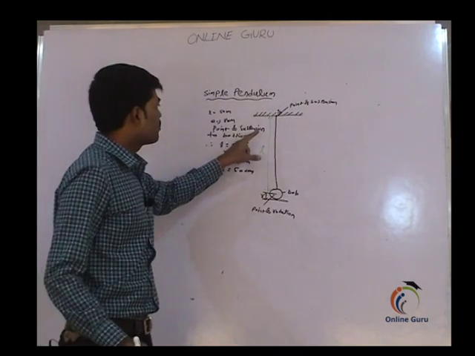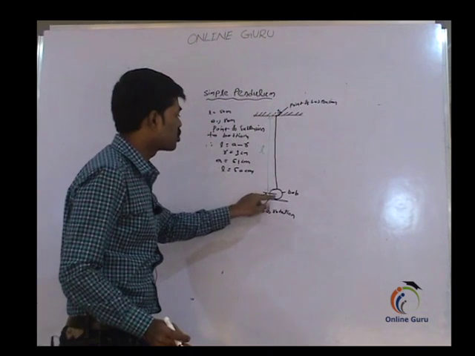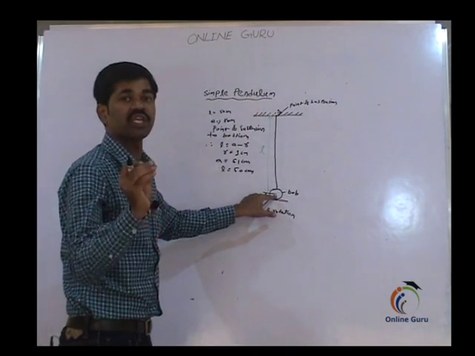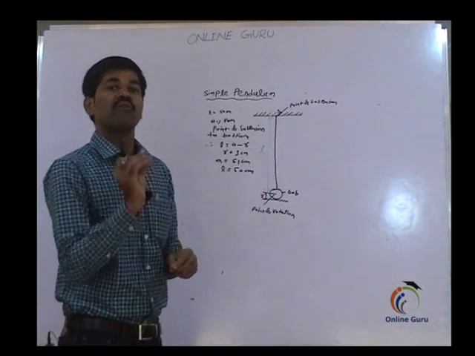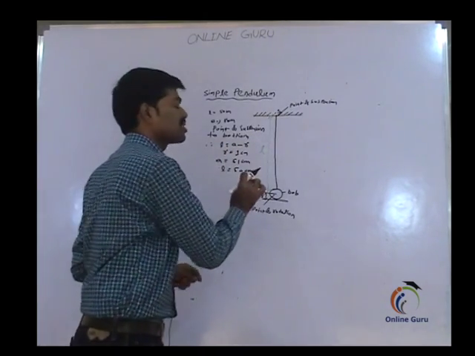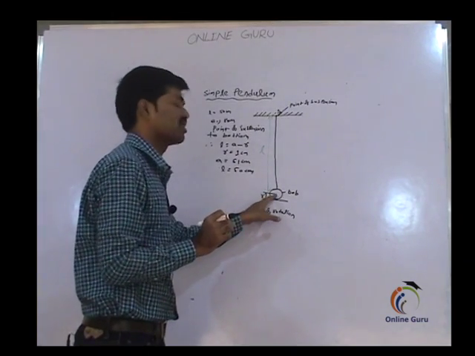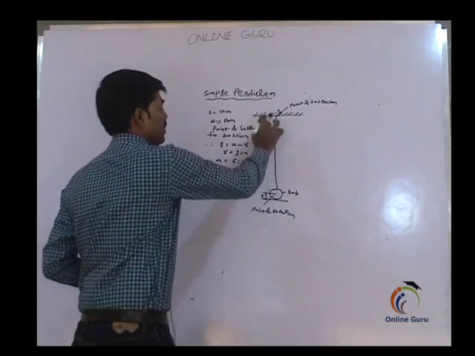So the length of the pendulum is nothing but the distance from the point of suspension to the center of the bob, where the gravity or mass are both concentrated. We know for small bodies the total mass, that is the center of mass and center of gravity, will coincide. So this is called the length of the pendulum.